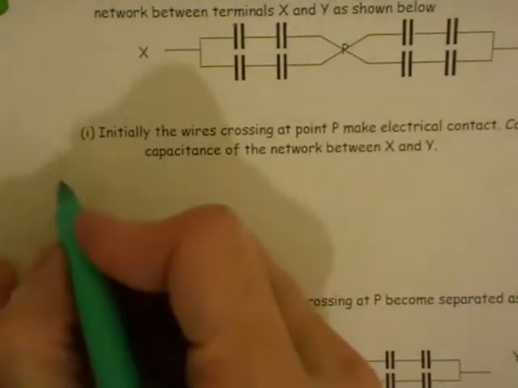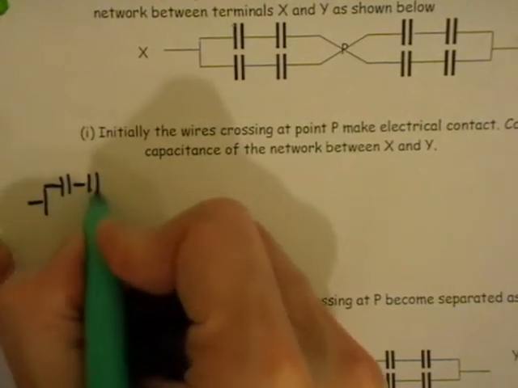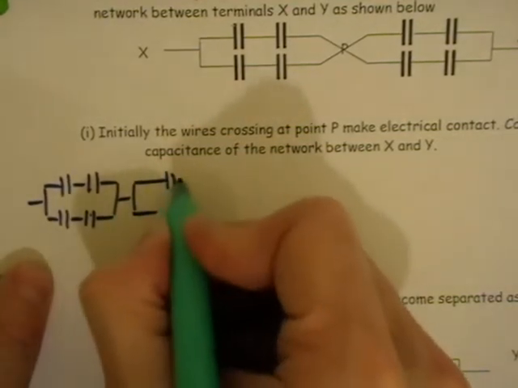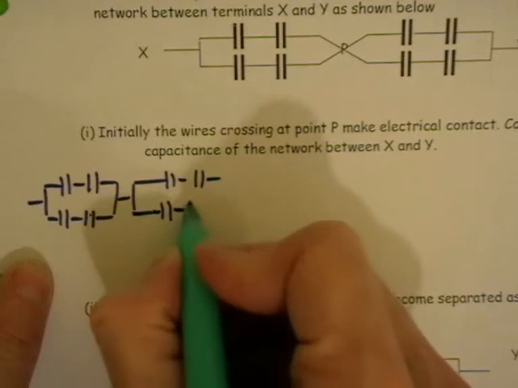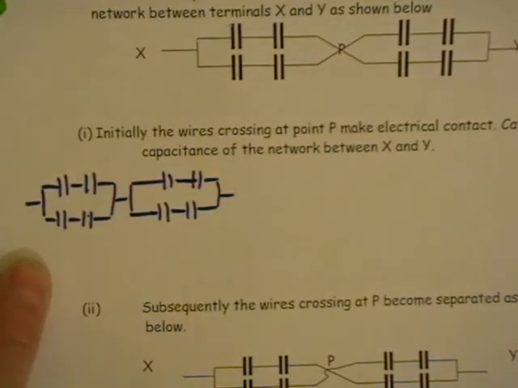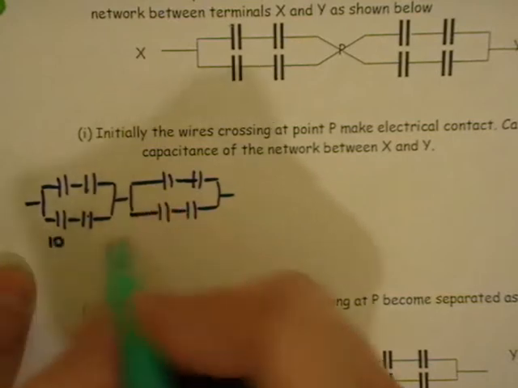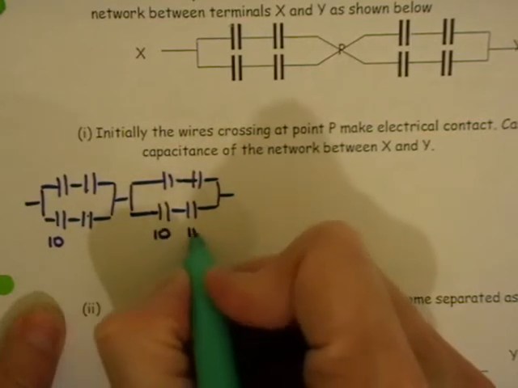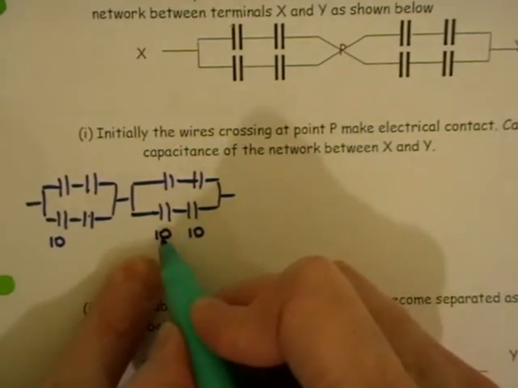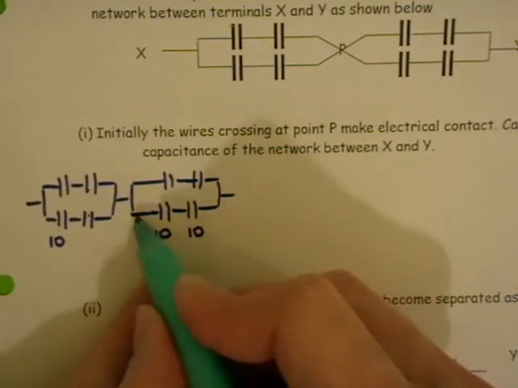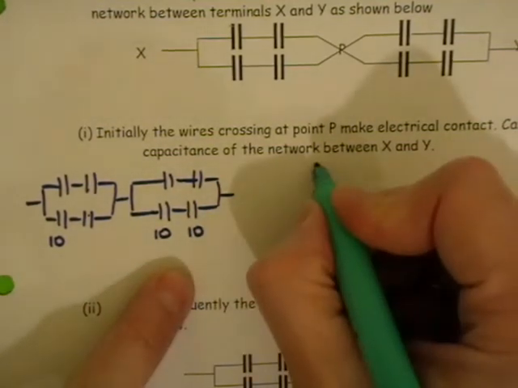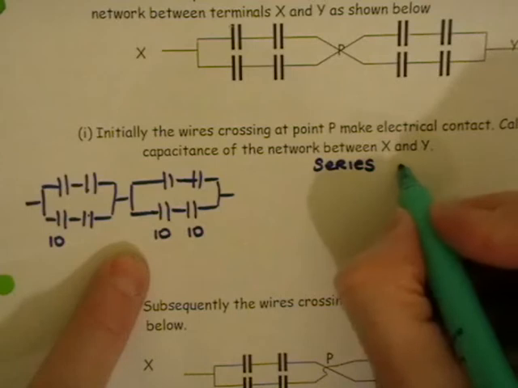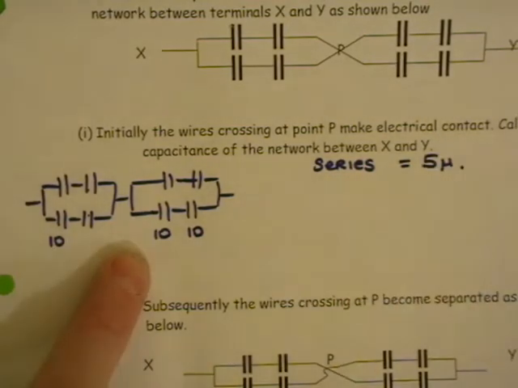So really what you have there is two blocks of capacitors which are joined like that, and they have a capacitance of 10. If we just work on one line first, you've got two capacitors connected in series, each with a capacitance of 10 microfarads. Because they're in series and identical, the total is half of one of them, and so each line is 5 microfarads.